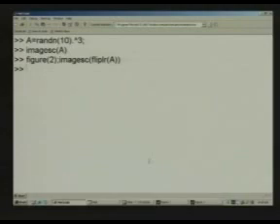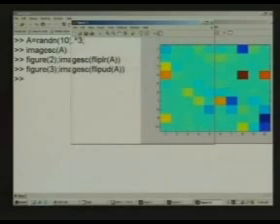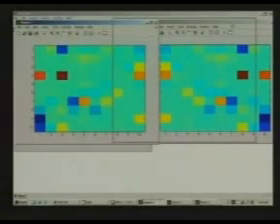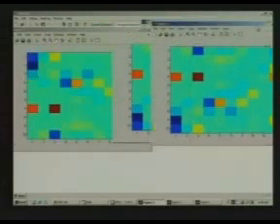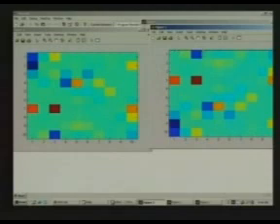Then I will take flipUD, let us say. It will flip around the horizontal axis. You can see this is figure 3. With respect to figure 1, it is flipped around the horizontal axis. You can see, it was here, now it is here. So this is just flipping around the horizontal axis.